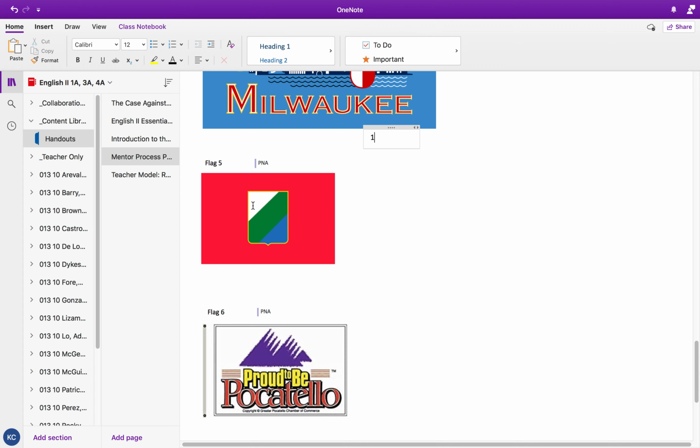Then there's this flag. I just don't even know what it's trying to do. I don't think it's very instantly recognizable. I think we're going to have to give this flag a 2.